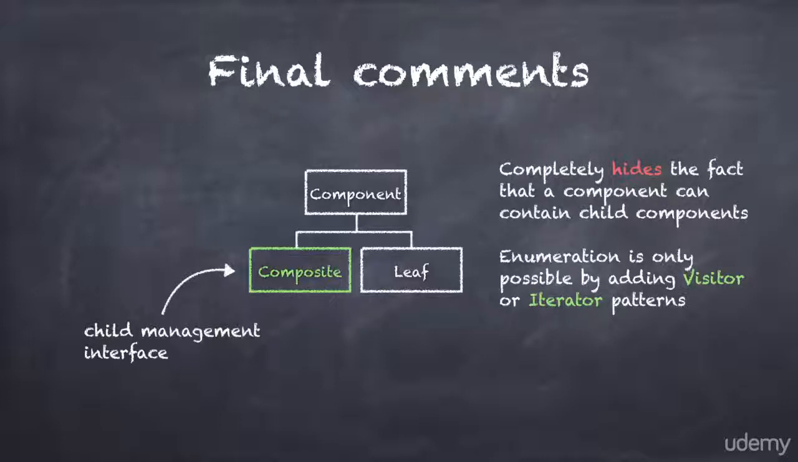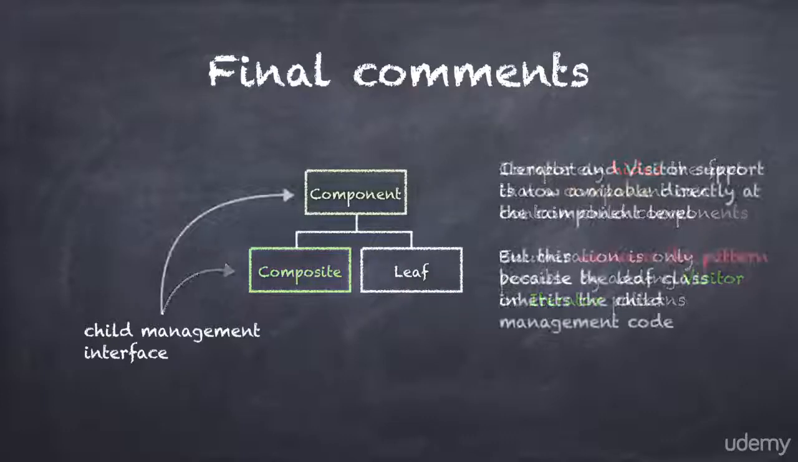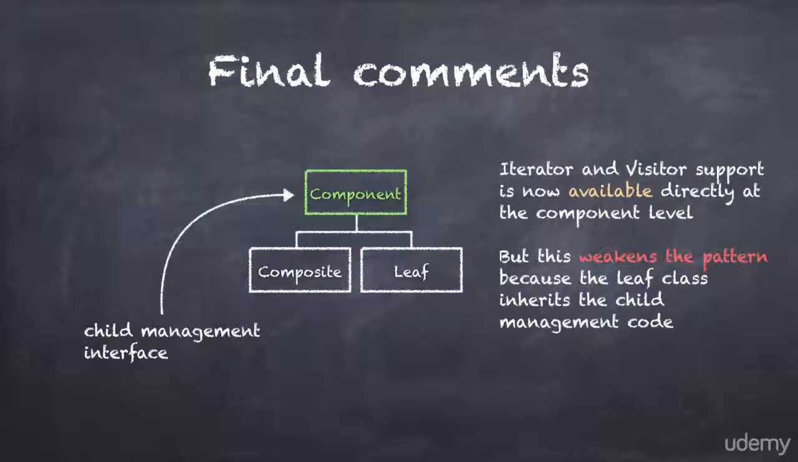You sometimes see developers moving all child management code into the component class to avoid this problem. This provides instant enumeration and visitor support directly at the component level. If you do this, please keep in mind that this actually weakens the composite pattern, because now the leaf class will also inherit the complete child management API, and that code doesn't make any sense in the leaf class.